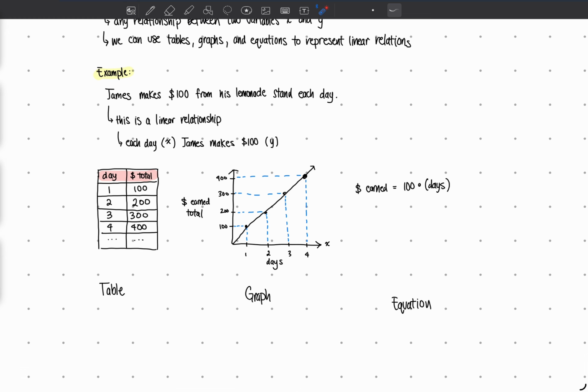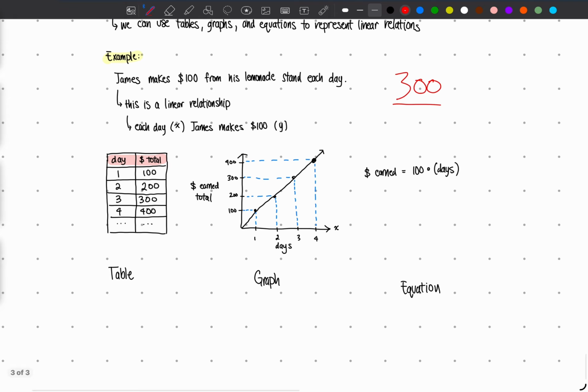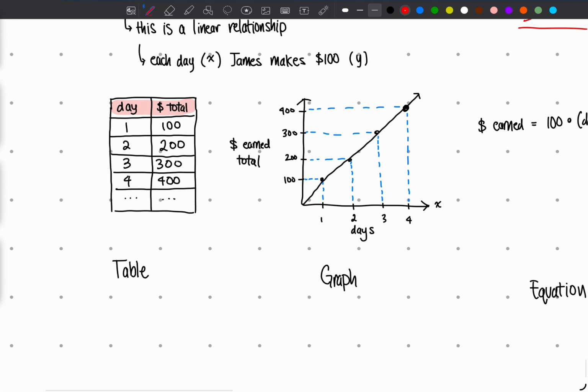Now, you may be asking yourself, what is the point of making tables, graphs, and equations? Well, let's take the example that James wants to find out how many days he needs to work in order to make $300. We can see on both the tables and graphs that he can visually see how much money he needs to earn in order to make $300.